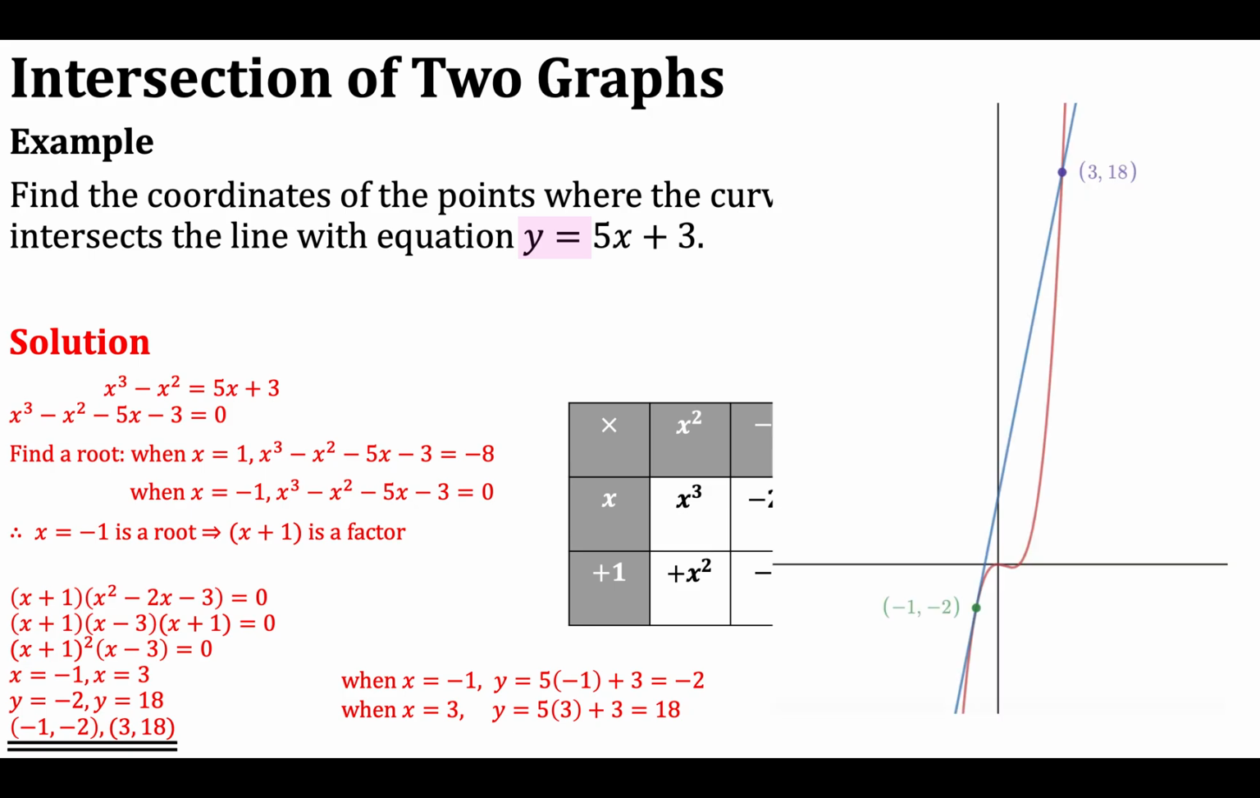And if we look at the graph here, the curve obviously is in red there, and the straight line is in blue, and you can see both of those points of intersection there, (-1, -2) and (3, 18).